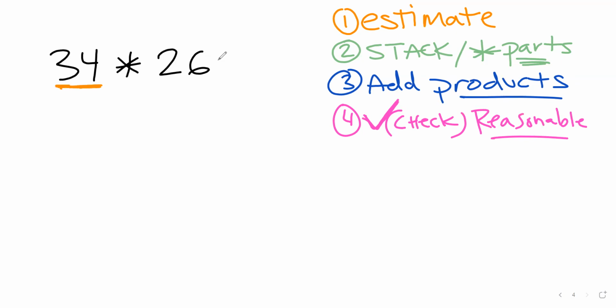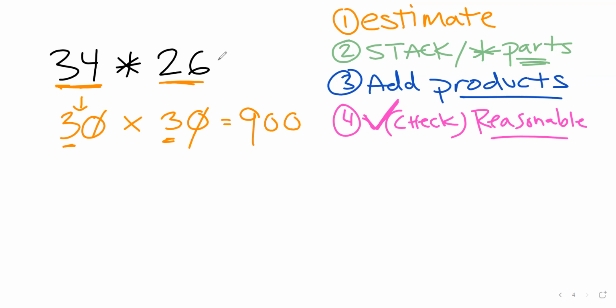I'm going to take this 34 and round that to 30. And I'm going to take this 26 and round that up to 30. And now I'm just going to do that quick multiplication. 3 times 3 gets me 9, and then two zeros, so 900. So our answer should be about 900. As we do this work, the answer should be about 900.